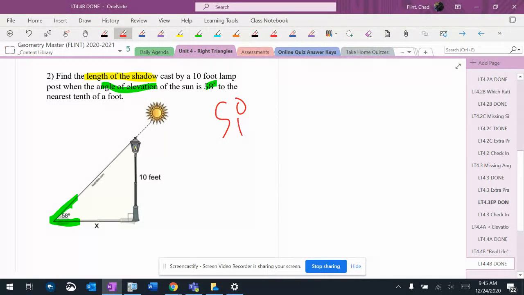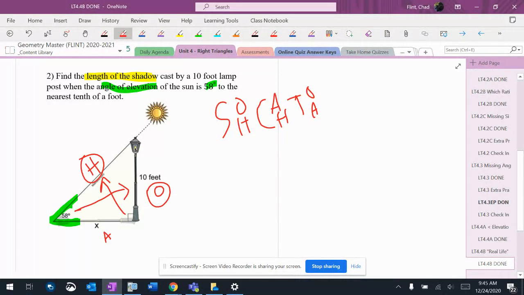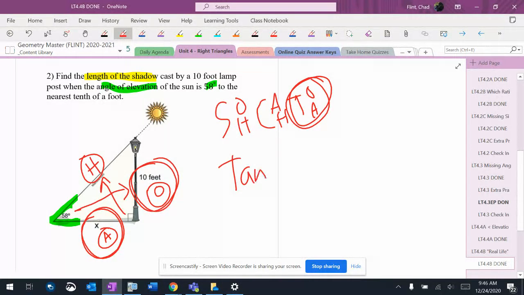This is a SOHCAHTOA problem because, again, it has the angle. It has an angle involved in it. All right, it gives you an angle this time. So hypotenuse over here, opposite over here, adjacent over there. I'm going to use the opposite and the adjacent because I know the opposite and I want to know the adjacent. That's going to make it a tangent problem.